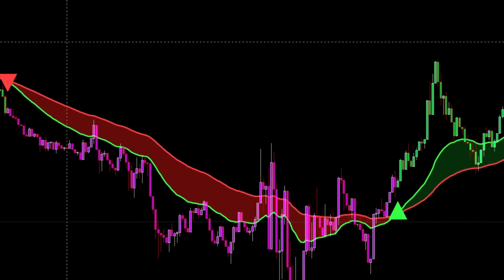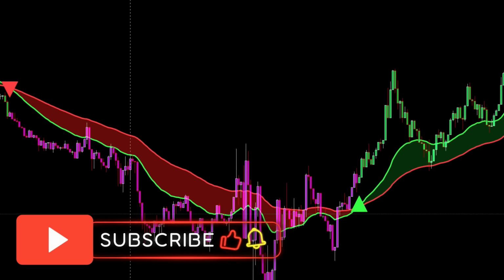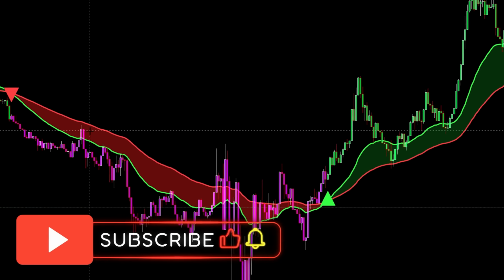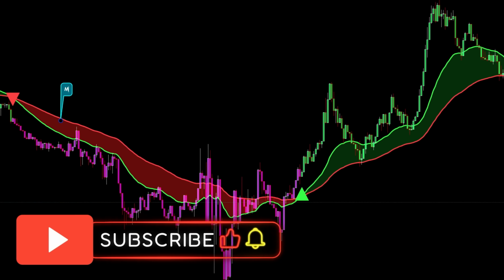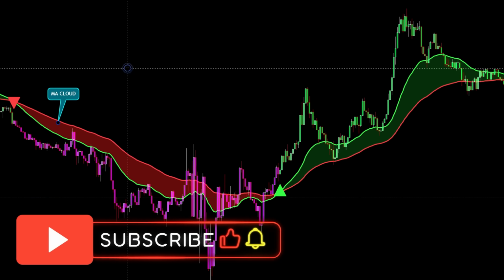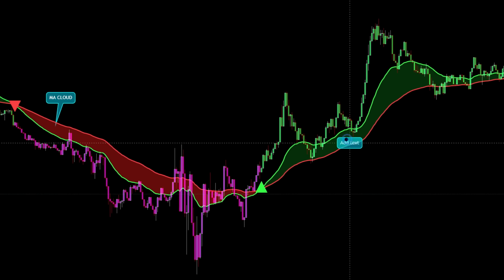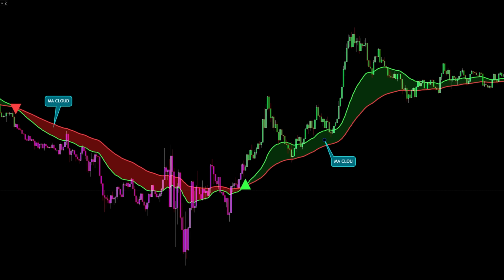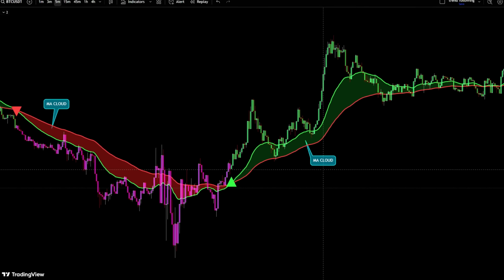What this indicator does is really neat. It uses two moving averages to create a color cloud that instantly shows the market trend. You don't have to guess whether the market is trending or consolidating. The cloud tells you at a glance. Now, in the settings, go to the style and disable the shapes. You don't need extra arrows or signals. We just want the cloud to show the trend direction.